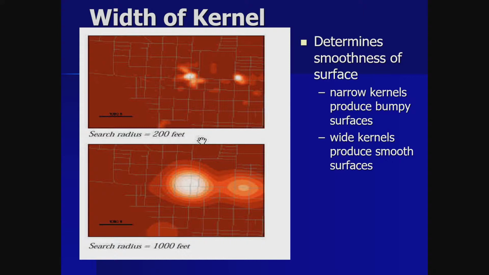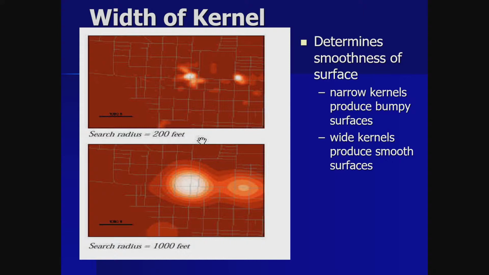So I may want to show the bottom map if I want people to patrol a general region. This top map might give the impression that these crimes are really only occurring in these two really small areas. So it depends a lot on the audience.